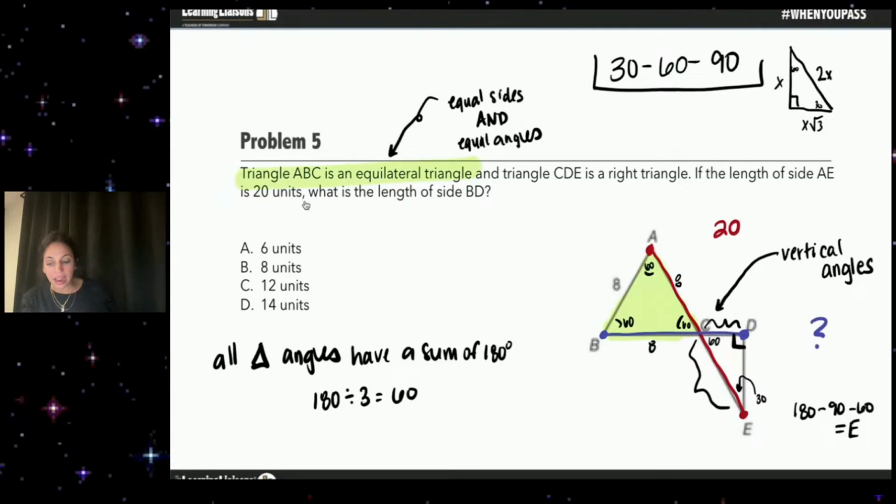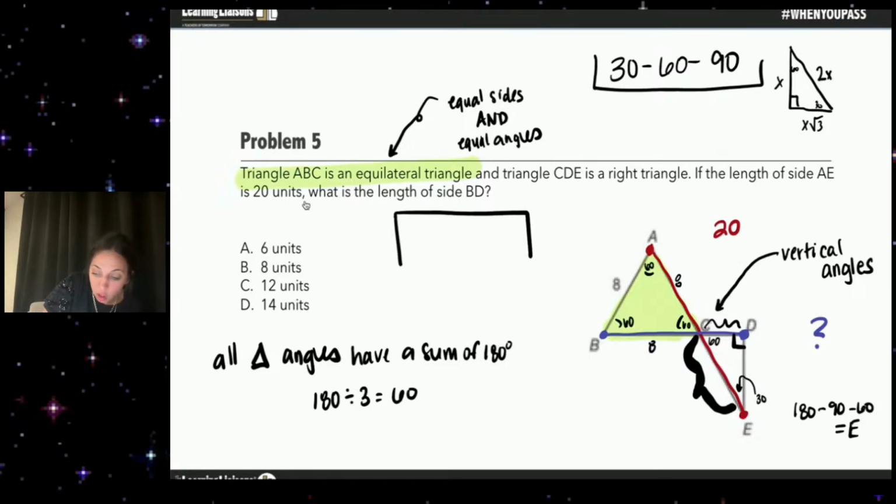And so now that I have a 30, 60, 90 degree relationship here, I can figure out what I'm working with. If the whole side of AE is 20, what is this piece right here? Primary teachers, even though you don't need to know how to solve this problem, what you do need to know how to do is part whole. If my whole is 20 and one part is 8, how do I figure out the other part? Subtraction. 20 minus 8 is 12. So this side is 12.